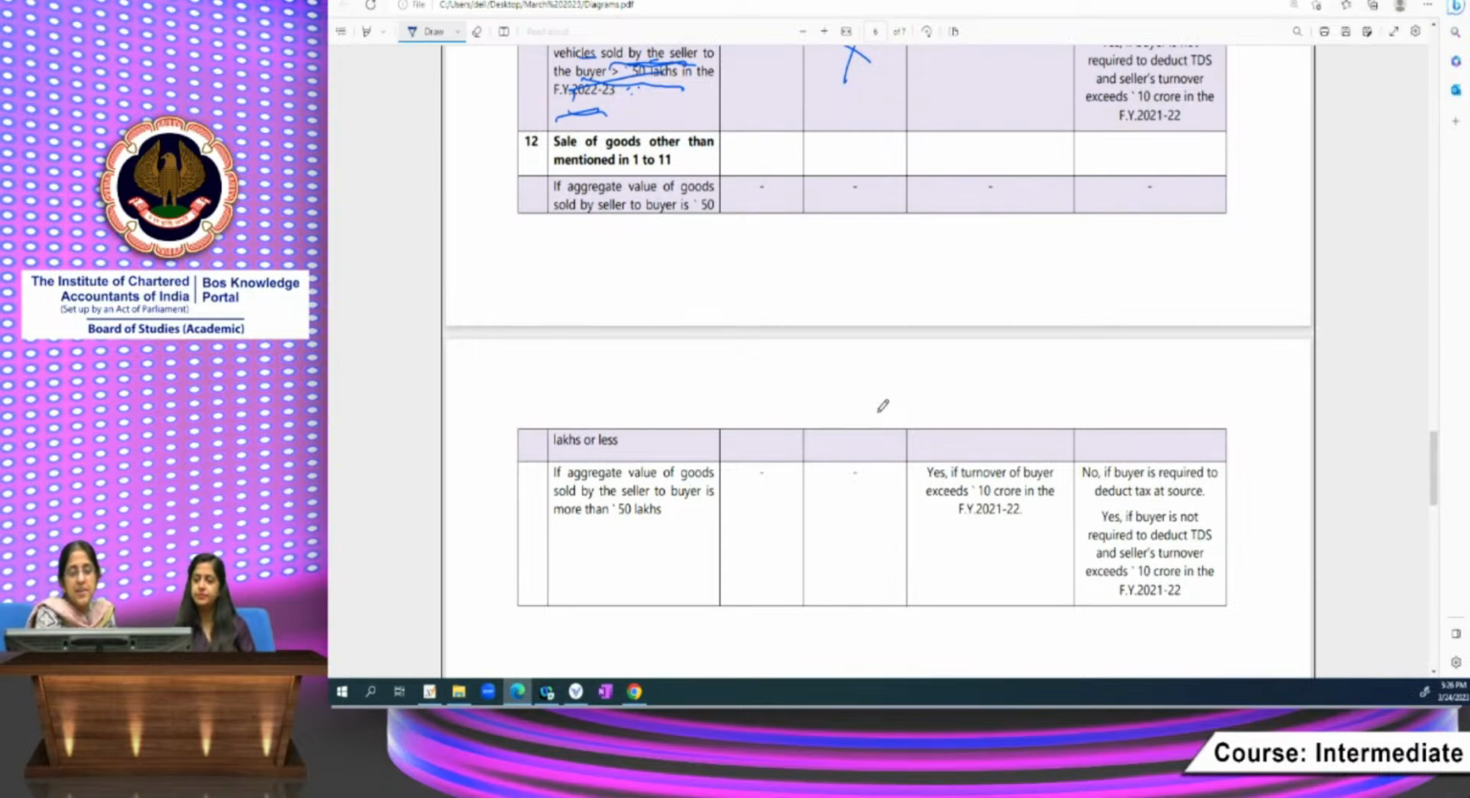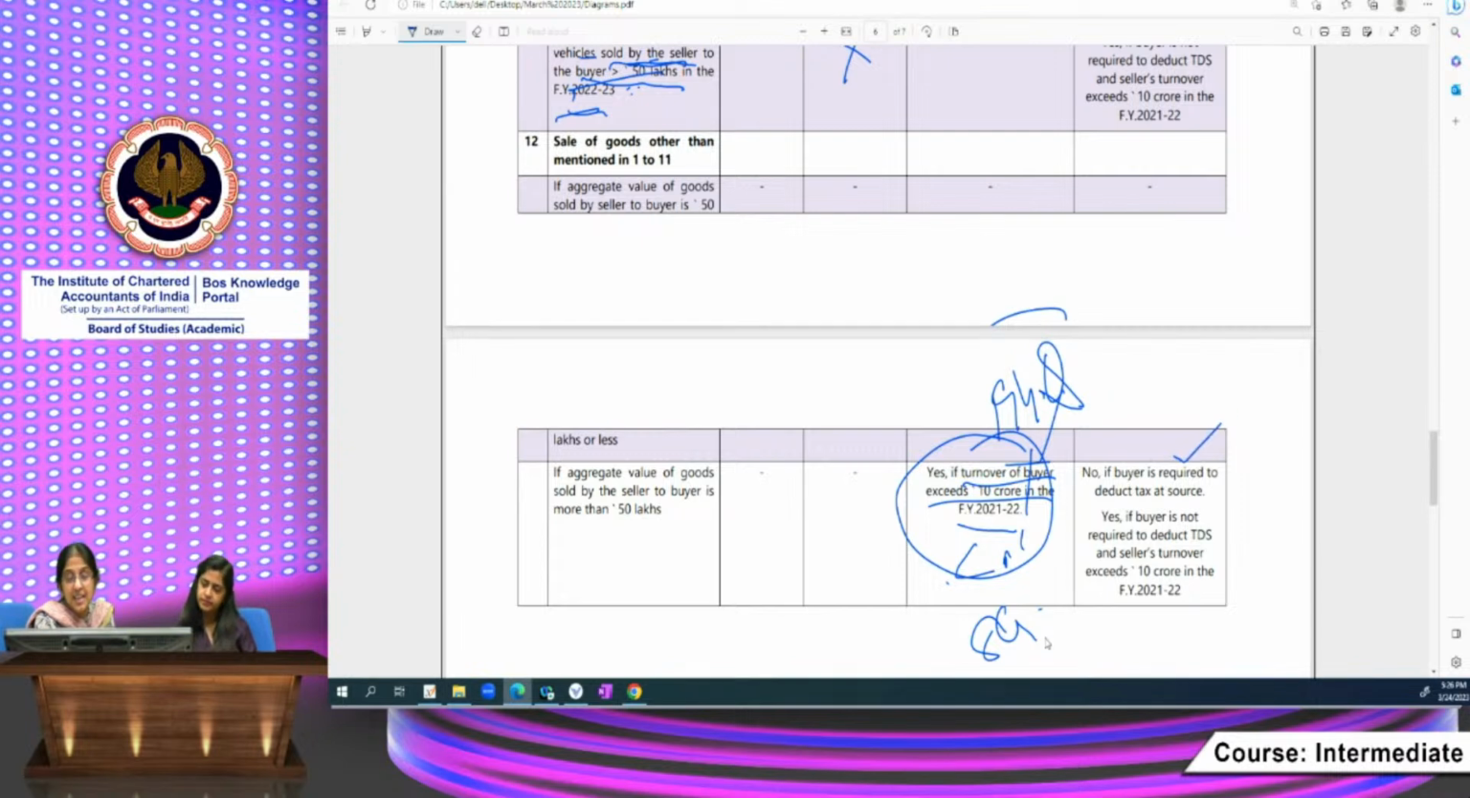Yes, if the turnover of the buyer exceeds 10 crore in the financial year 21-22, then 194Q will be attracted. First, you have to see this. If the turnover of the buyer is less than 10 crore, suppose it's 8 crore, then 194Q won't be attracted, and then you have to see the seller. If 194Q was attracted, then you need not see 206C(1H) at all. But if this is not attracted, then you have to see here.